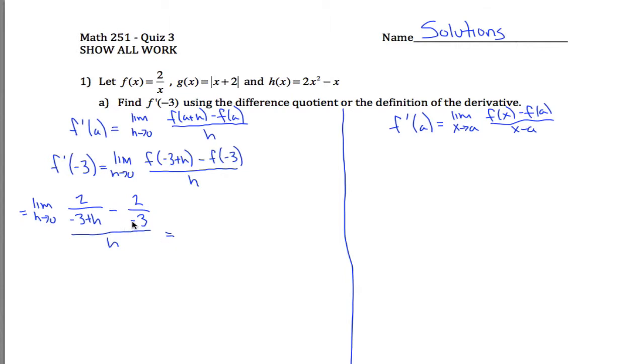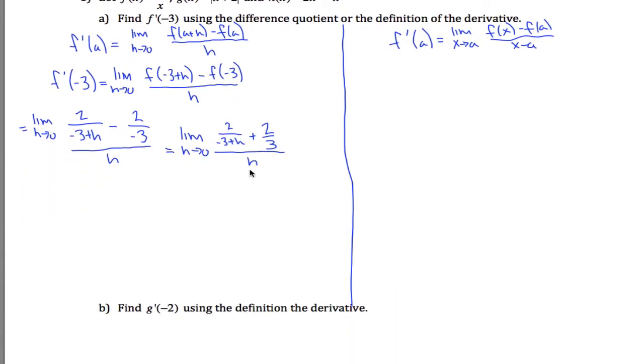I don't like having this negative in the denominator. It looks weird to me. You don't have to do this next step, but I'm going to do it. I'm subtracting this fraction that has a negative in the denominator. Really, that's just saying plus 2/3 divided by h. Just because I think that's ugly, I change it to that. Anyways, back to the problem.